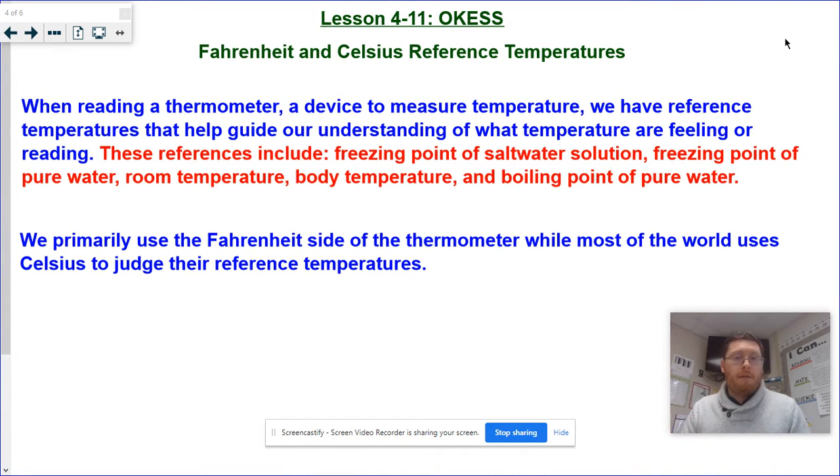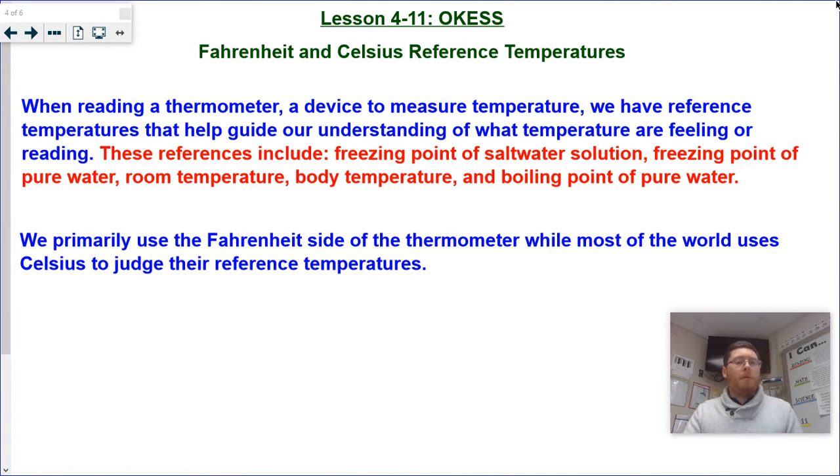Lesson 411, Oklahoma Essentials. Fahrenheit and Celsius reference temperatures. When reading a thermometer, a device to measure temperature, we have reference temperatures to help guide our understanding of what temperature we're feeling or we're reading. These references include freezing point of saltwater solution, freezing point of pure water, room temperature, body temperature, and boiling point of pure water. We primarily use the Fahrenheit side of the thermometer, while most of the world uses Celsius to judge their reference temperatures.